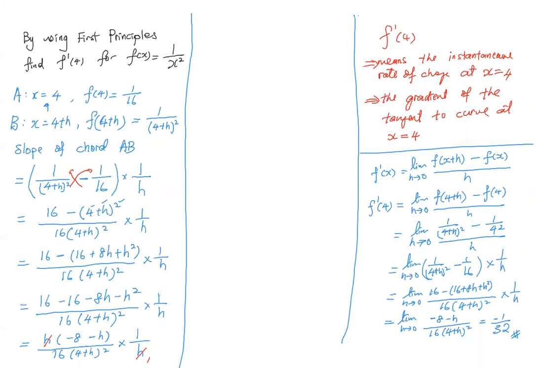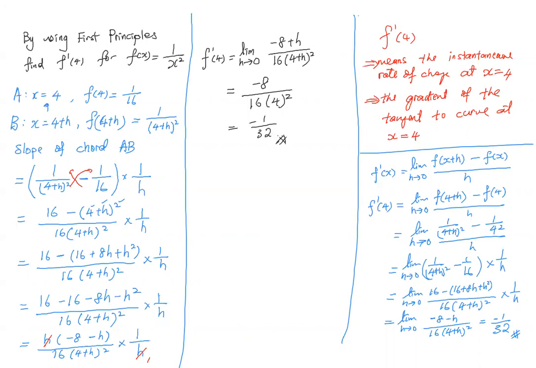Yeah. So now I want to find f prime 4. So I have to write down f prime 4 equals the limit as h tends towards 0 of negative 8 minus h divided by 16 times (4 plus h) squared. So I get the answer, negative 8 divided by 16 times 4 squared. Okay, so I got negative 1 over 32.